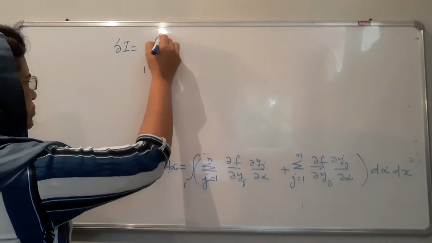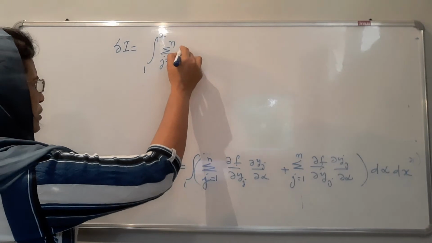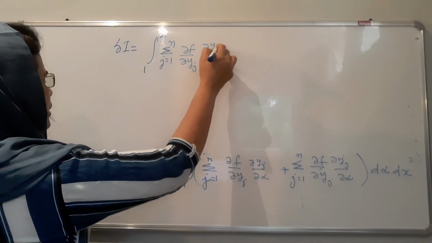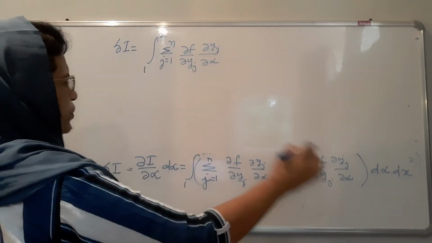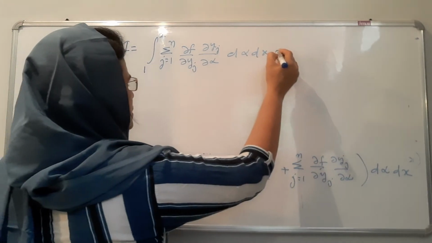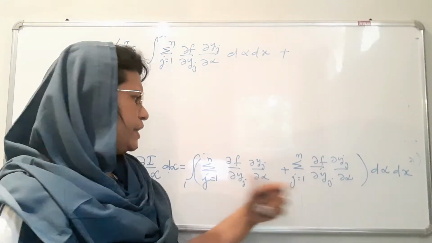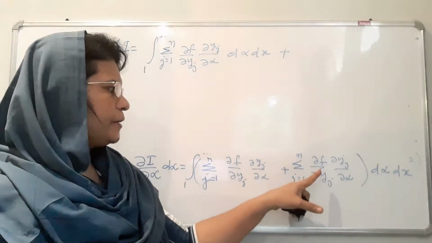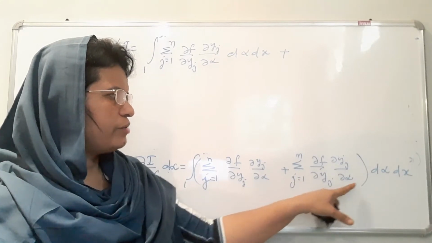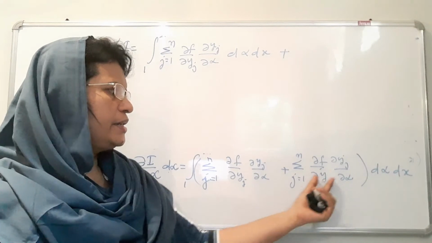Therefore, we get delta I is equal to the integral from 1 to 2, sigma j equal to 1 to n, ∂f/∂yj into ∂yj divided by ∂α into dα dx, plus, now there is another term, integral from 1 to 2 sigma ∂f/∂yj dot into ∂yj dot divided by ∂α, dα dx. That is to be integrated by applying integration by parts.